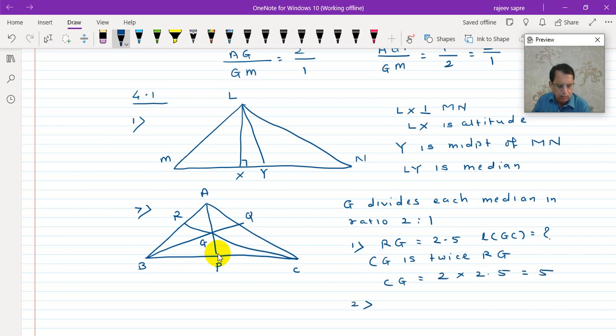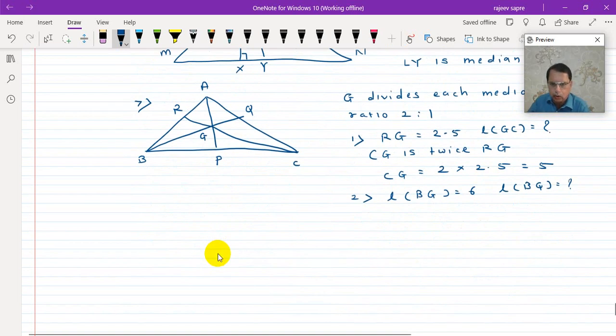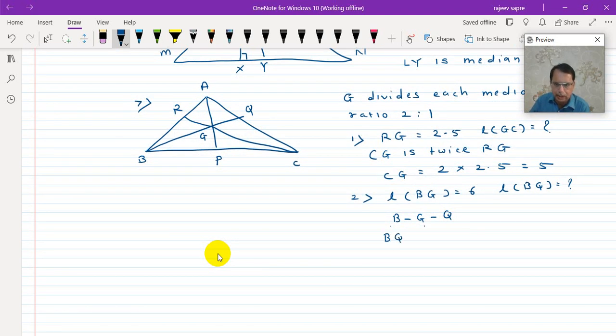Secondly, length BG is given as 6. Length BG is equal to 6. So what is given? B to G is 6. Then they have asked how much G to Q will be, which we can find. That means they have asked how much BQ is. Length BQ they have asked, but what is length BQ? Whenever you want to calculate length BQ, see, B, G, Q is like this. G is between B and Q, so what will the length BQ be? BG plus GQ. So the length BQ is equal to B to G plus G to Q.